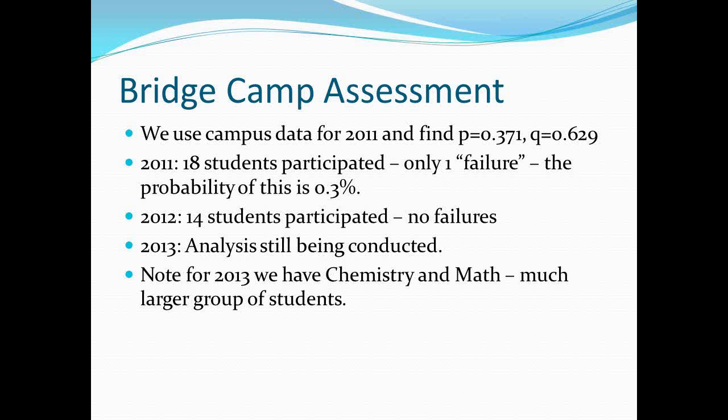Some of them did their first semester math course. Some of them could have been doing pre-calc. Some of them could have been doing calc. Some of them could have even been doing algebra. So the probability of getting only one failure out of 18 students using the P and the Q that we have from campus data is about 0.3%, which is, you know, highly significant.